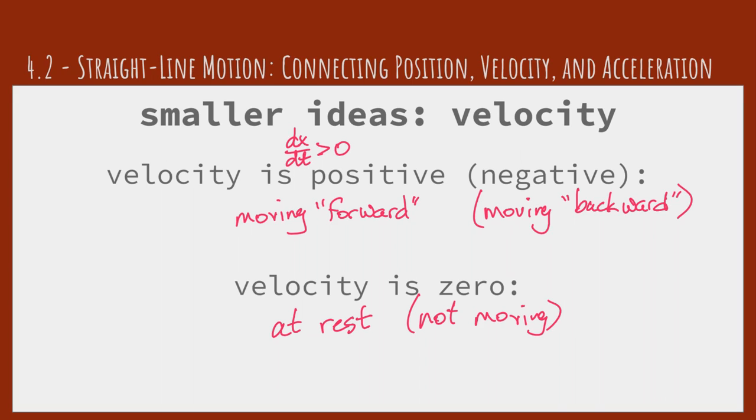You could also think of this as tossing a ball in the air, and that moment where the ball stops moving up and starts coming back down, that instant, the ball is not moving at all. So the velocity is 0.